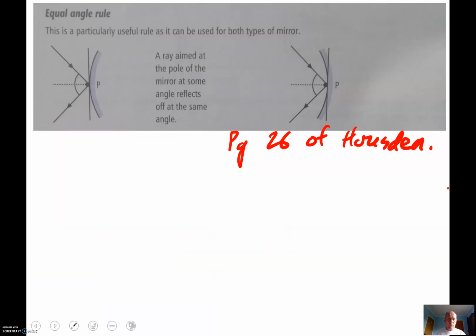Some handy rays. I'm dealing with concave mirrors today. If you look at the pole, at the middle of the mirror, that little chunk there will be square on. So therefore, any ray coming in will be bounced out at the same angle.